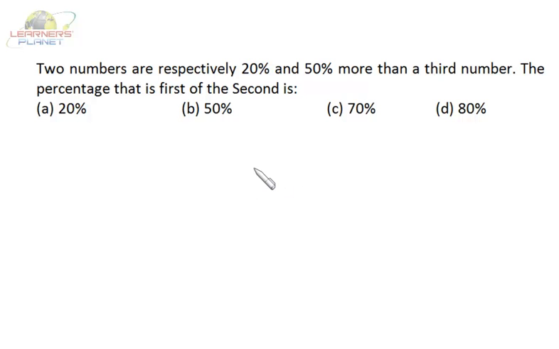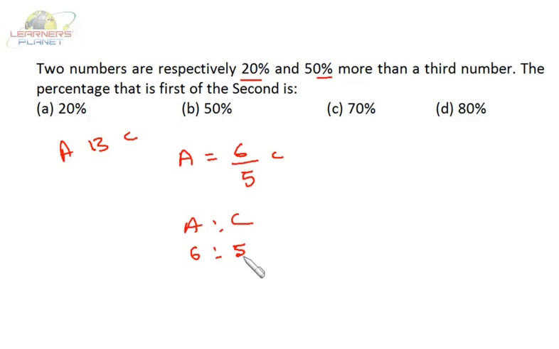Now let's see this question. Two numbers are respectively 20% and 50% more than a third number. The percentage that the first is of the second is. Let the three numbers be A, B and C. So A is 20% more than the third number. That means A is 120% of C. Now 120% is 6 by 5. So A is 6 by 5 of C, or we can say A is to C is 6 is to 5.